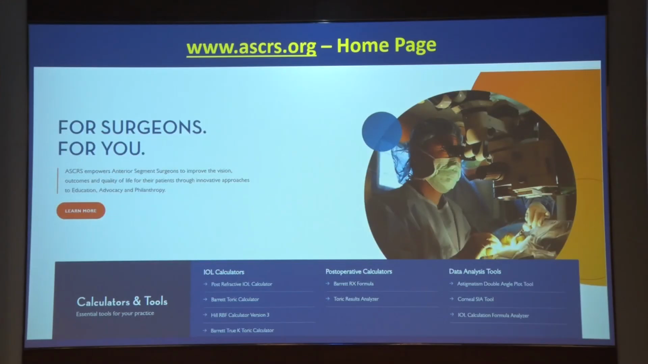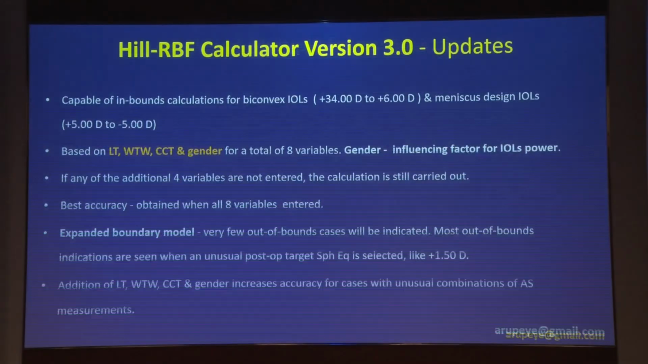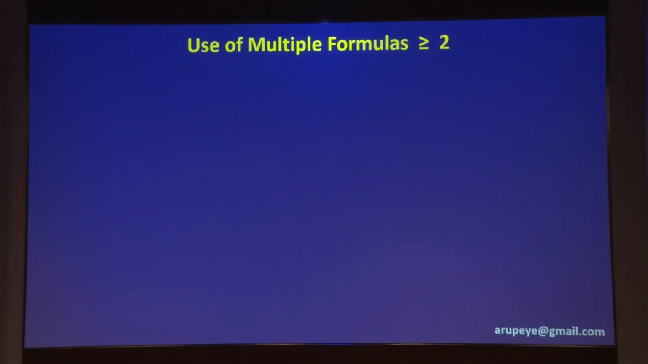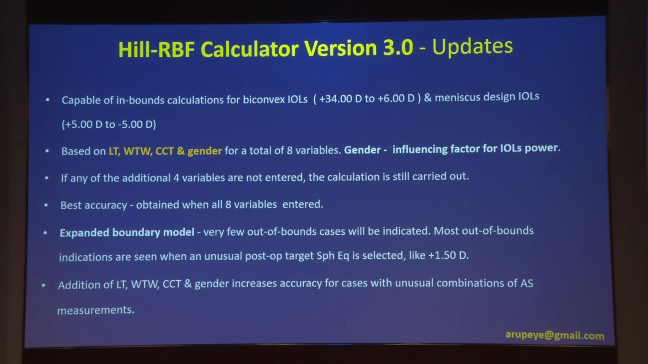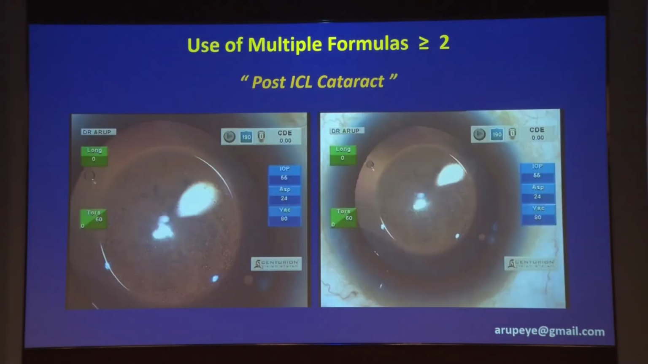The other formula is the Hill RBF formula. This is again free at the ASCRS site. This particular formula is an artificial intelligence based formula, and version 3 was just released a couple of months back, and it is also pretty accurate.